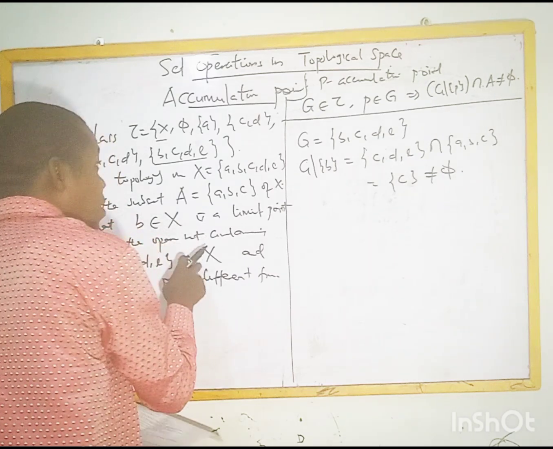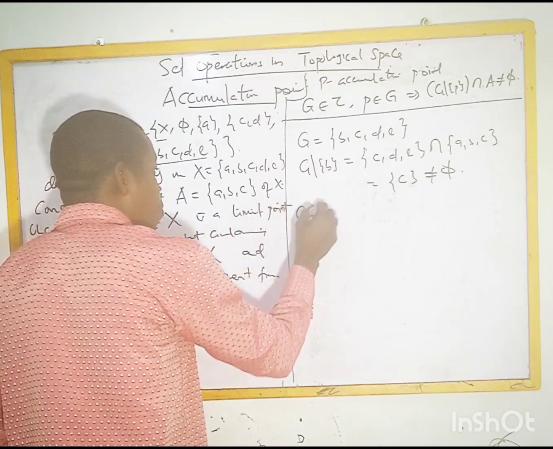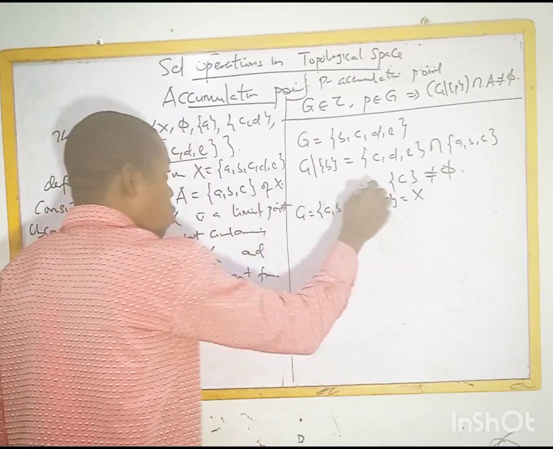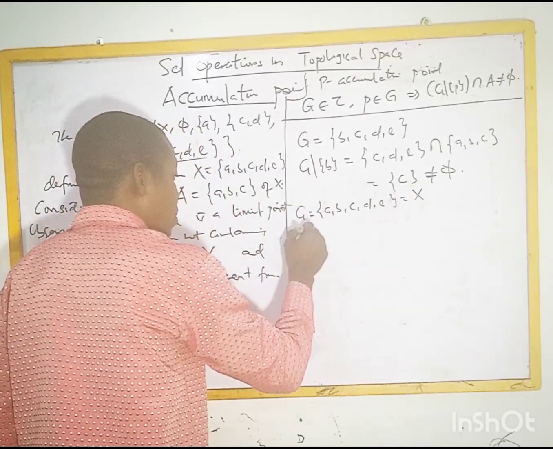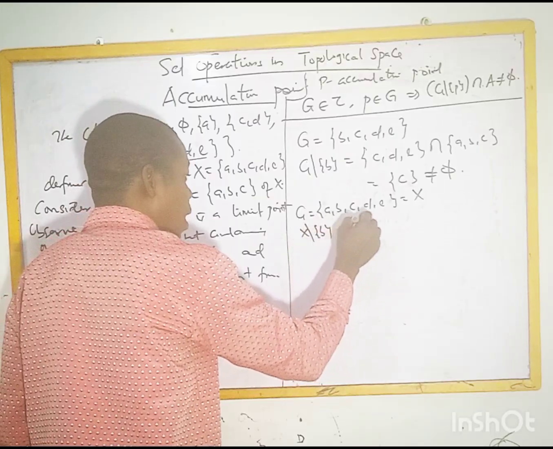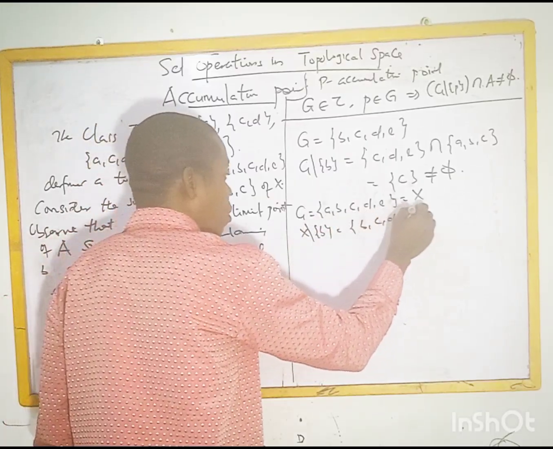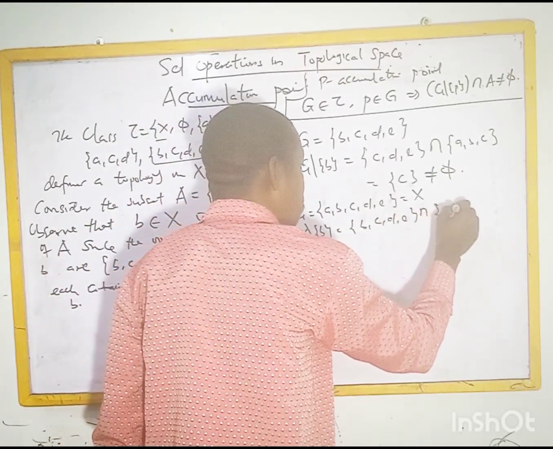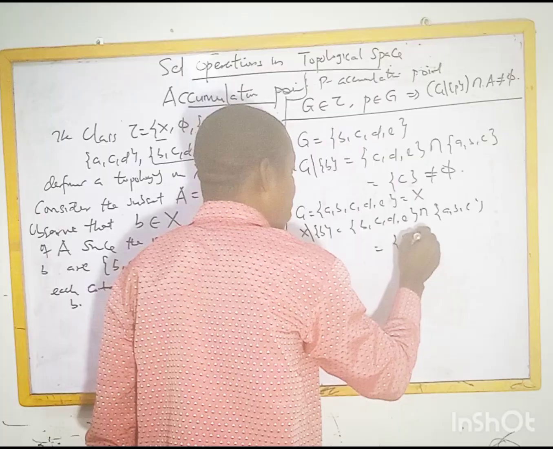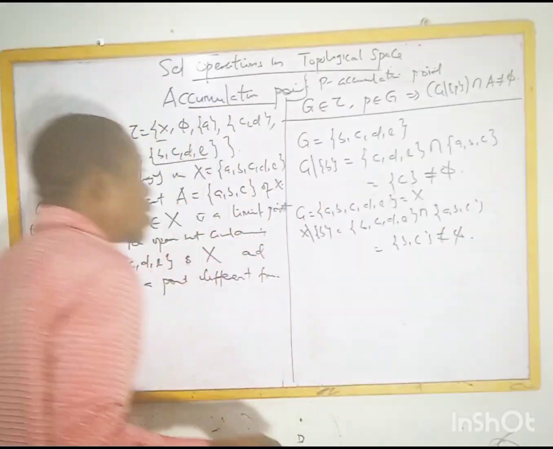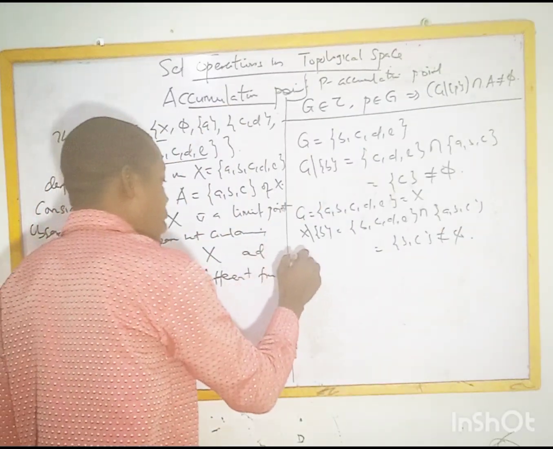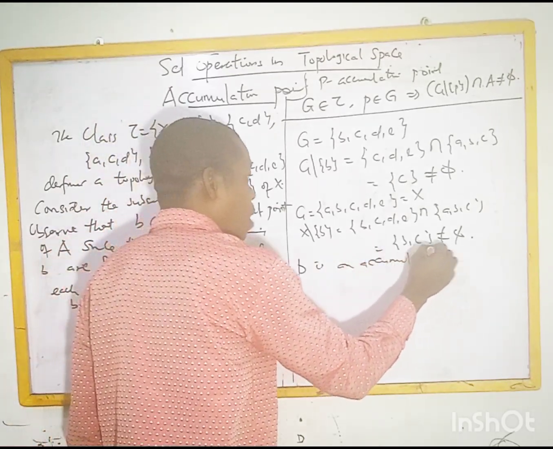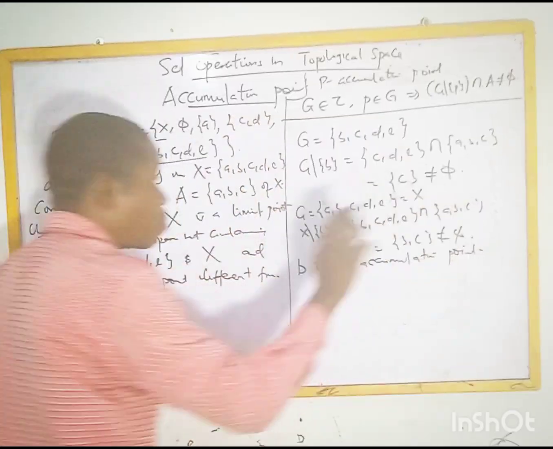Now the same thing for X. If you pick your G to be A, B, C, D, E, that's your X, then if you remove B from it, X minus B, what do you have again? I have B, C, D, E intersection with A, and A is A, B, C. What do you have again? I have B, C, which is not an empty set. So definitely B is an accumulation point in that line.